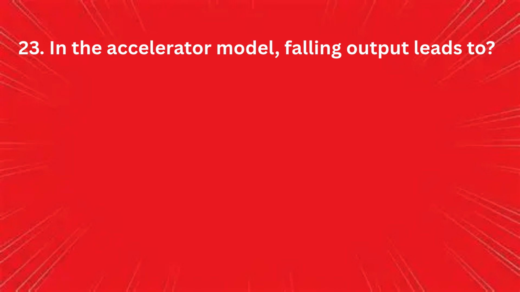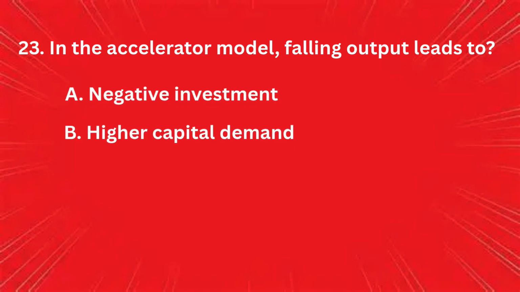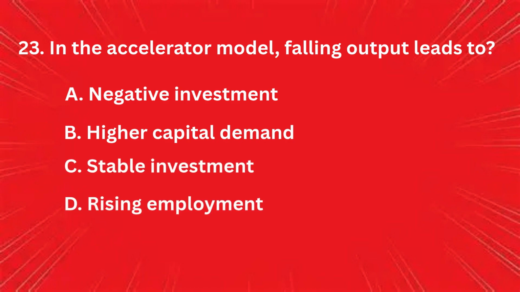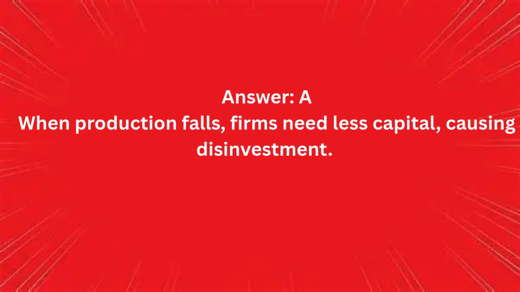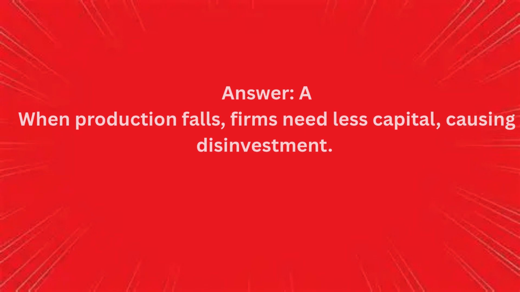23. In the accelerator model, falling output leads to A. Negative investment. B. Higher capital demand. C. Stable investment. D. Rising employment. Answer: A. When production falls, firms need less capital, causing disinvestment.